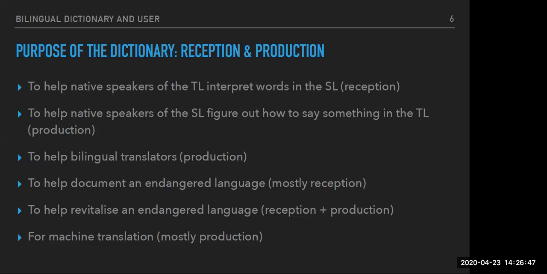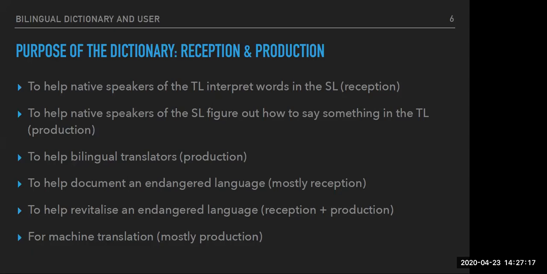Another point, the second one, would be to help native speakers of the source language figure out how to say something in the target language. That would be a production-oriented dictionary, because you're helping the native speaker of the source language actually translate. For the first kind, you might have a tourist in a new country. They see a signboard and just want to know what it means. So they would look it up and understand what the signboard means.